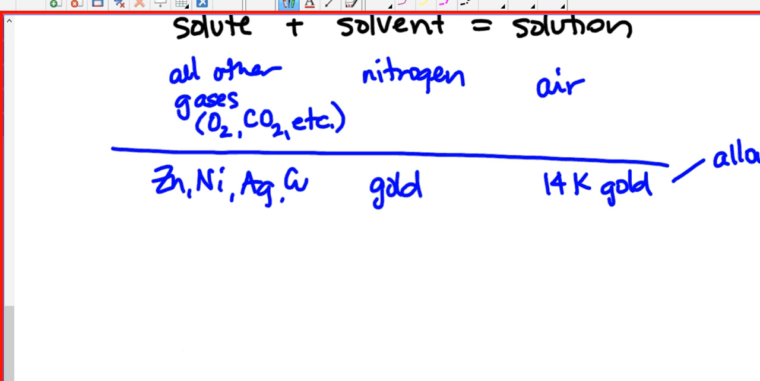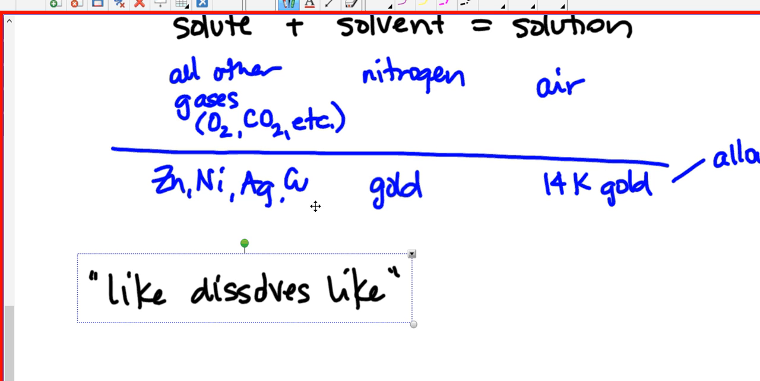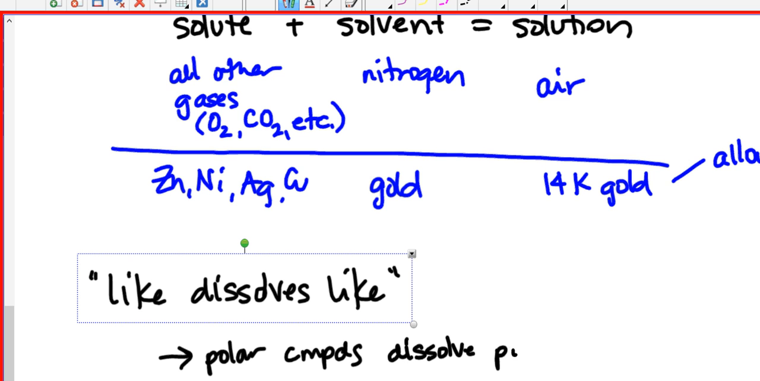All right, one last piece with this. Not everything will dissolve in everything else. Just because you add a solute to a solvent doesn't mean it will dissolve. So a common phrase that you'll hear is like dissolves like. And what this means is polar compounds will dissolve other polar compounds. And then on the flip side, nonpolar compounds dissolve nonpolar compounds.